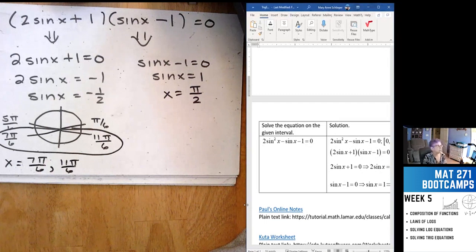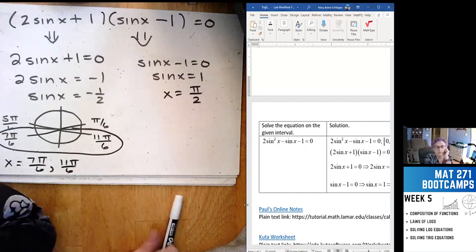So set it equal to 0. Sometimes you'll have to factor. Sometimes you'll get one good answer. You'll have to throw some out. Sometimes you'll have to find all of the ones in a certain range. Questions?